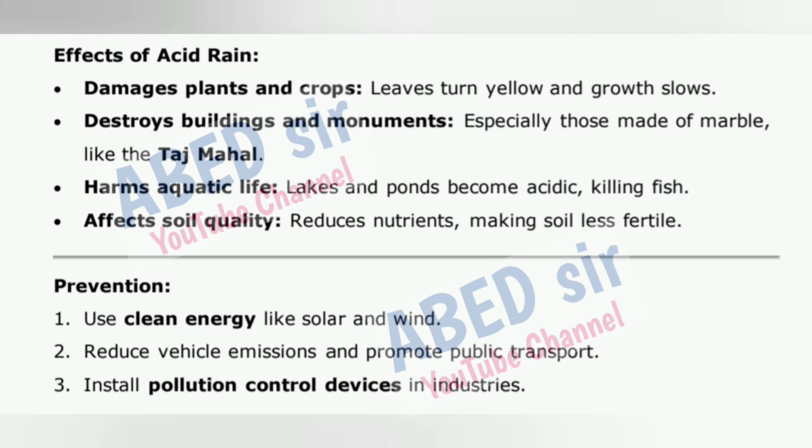Effects of acid rain. Damages plants and crops, leaves turn yellow and growth slows. Destroys buildings and monuments, especially those made of marble, like the Taj Mahal. Harms aquatic life, lakes and ponds become acidic, killing fish. Affects soil quality, reduces nutrients, making soil less fertile. Prevention. 1. Use clean energy like solar and wind. 2. Reduce vehicle emissions and promote public transport. 3. Install pollution control devices in industries.